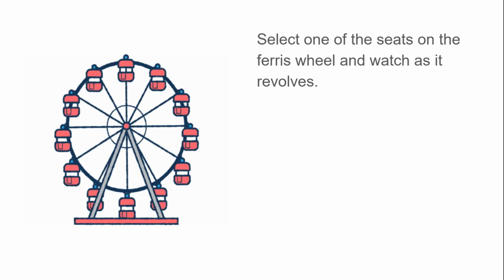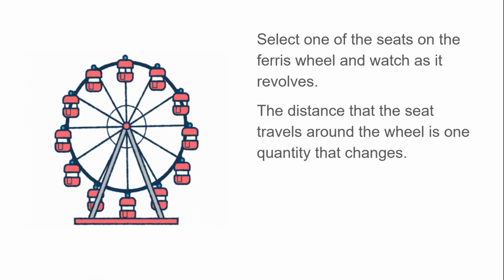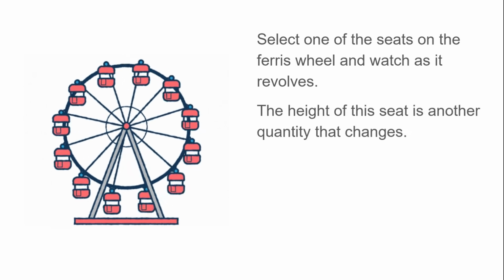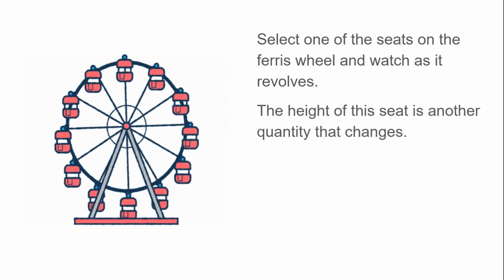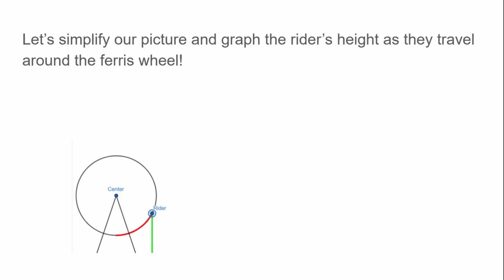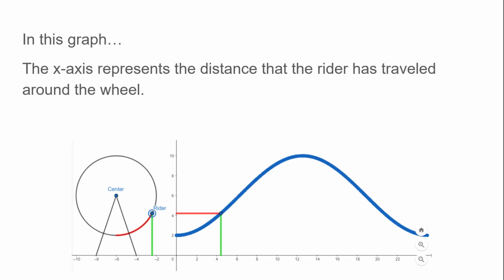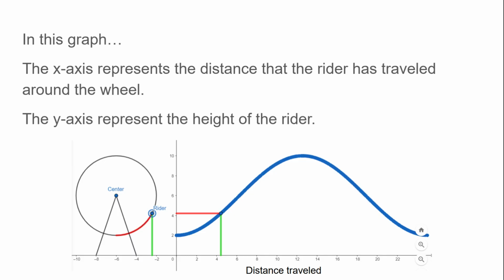Let's select one of the seats on the Ferris wheel and watch it as it revolves. The distance that the seat travels around the wheel is one quantity that is changing. The height of the seat is another quantity that changes. To simplify our picture and graph the rider's height as they travel around the Ferris wheel, we can imagine a dot going around a circle and then graph that on an XY coordinate plane. In this graph, the x-axis represents the distance that the rider has traveled, and the y-axis represents the height of the rider.